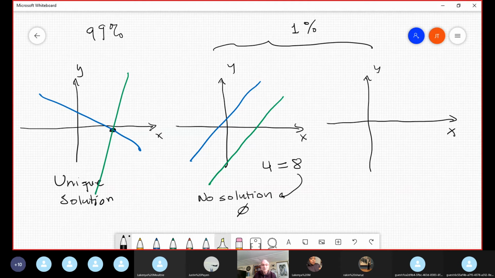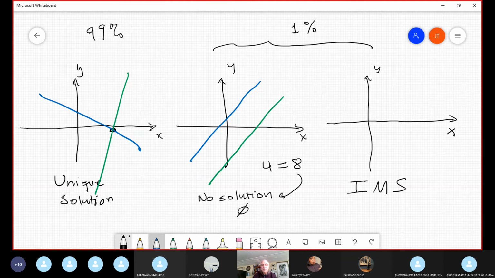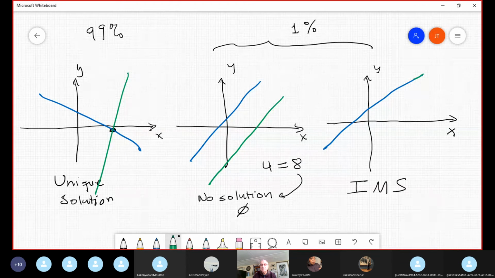And the last case is when you have infinitely many solutions, which is the case in which you have the same line. Suppose we have the blue line, and the green is exactly coincident with the blue, and we have infinitely many solutions. When you manipulate, you don't know at the beginning whether it is infinitely many solutions, no solution, or a unique solution.